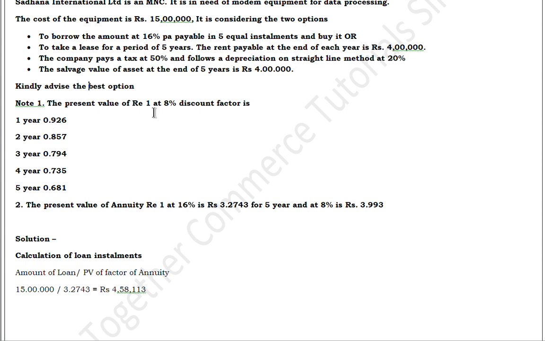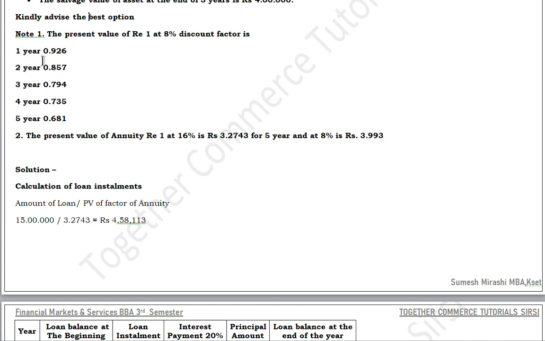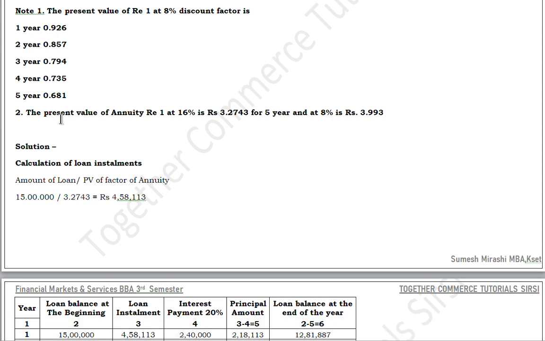That is the present value at 8% discount factor. This can also be found with the help of the formula of 1 divided by (1 plus r) raised to n, or these values can be also found in the PV table. And these are the annuity factors.